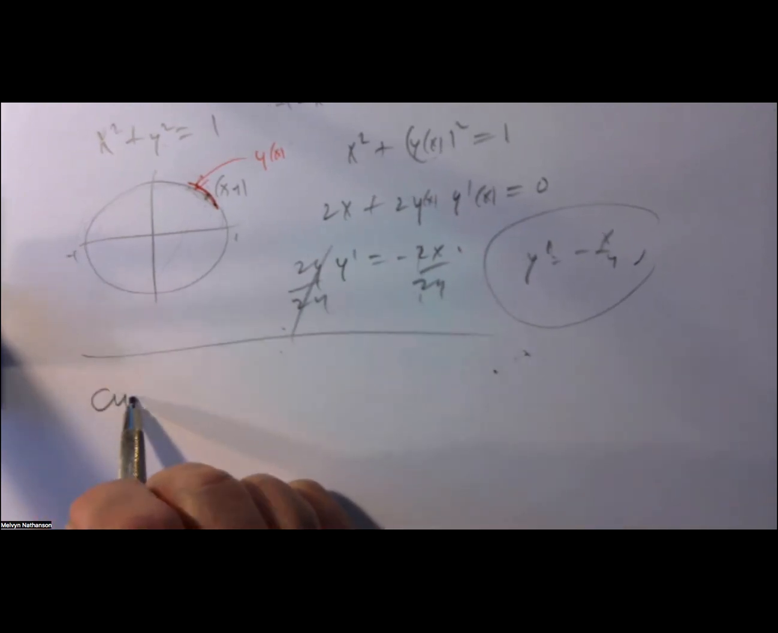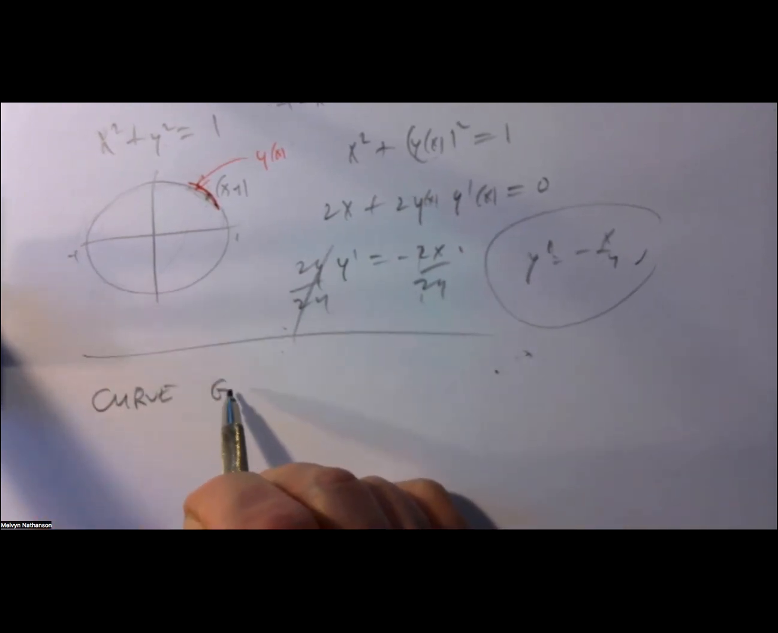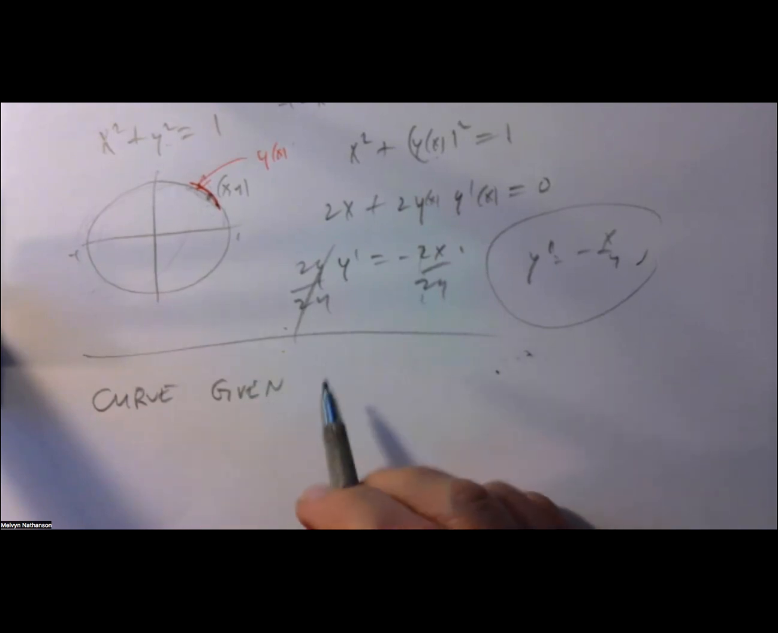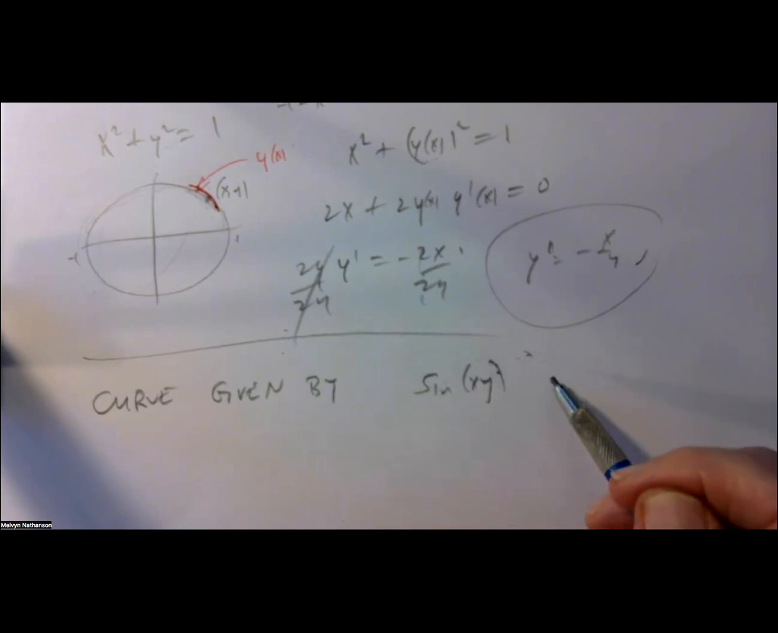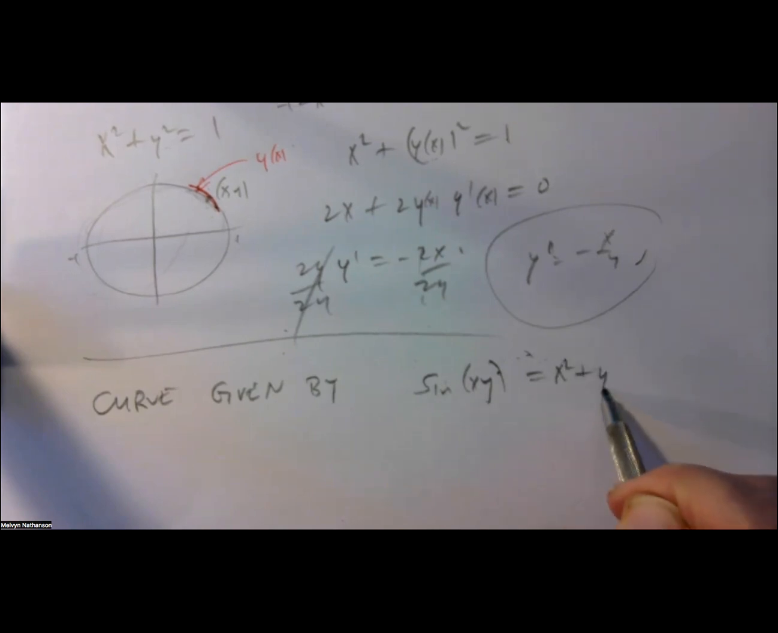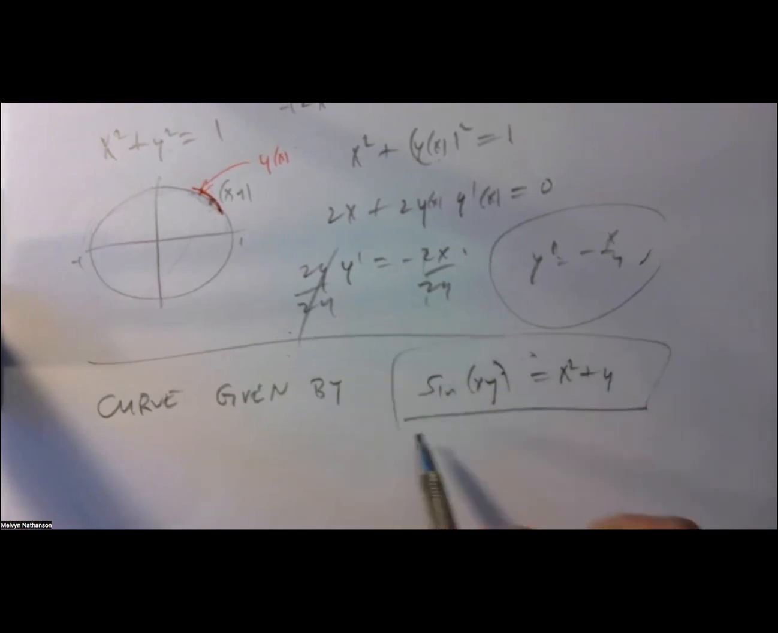So here's some more interesting examples. Suppose I have a curve which is defined by the equation sine of xy equals x squared plus y. So it's actually extremely hard to figure out by hand what the graph of this is going to look like.